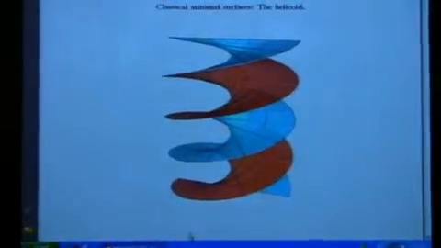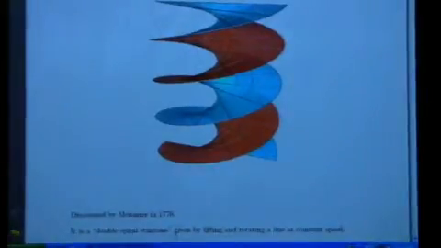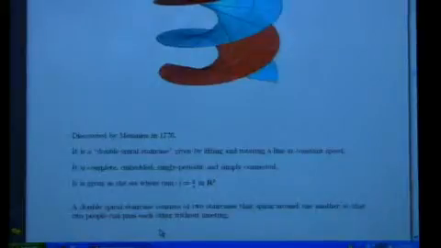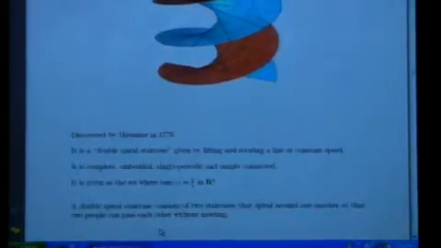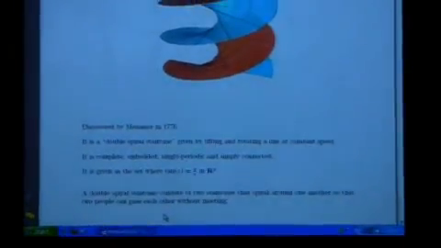Finite total curvature here, the next surface, the helicoid. So this was also discovered in 1776. It's a double spiral staircase where you take your pen and lift and rotate at constant speed. As you do, one tip traces out one of the spirals and the other tip traces out the other spiral. Here you see that shown by the coloring in red and blue.